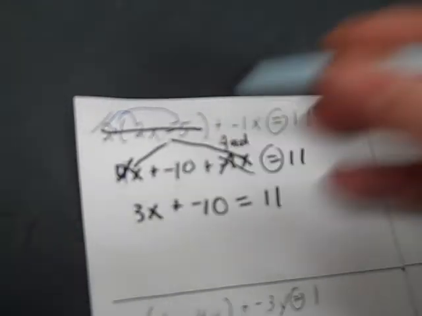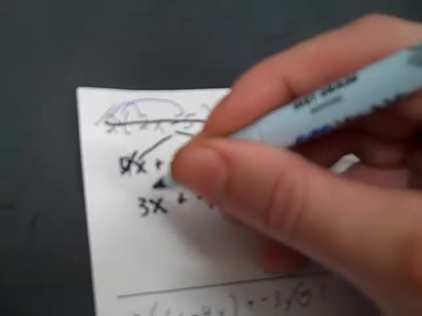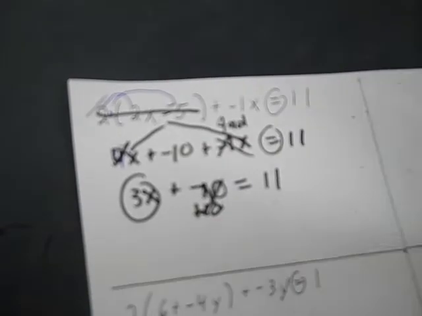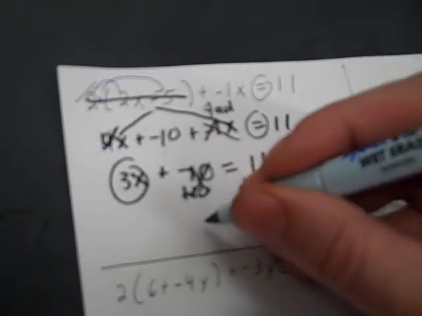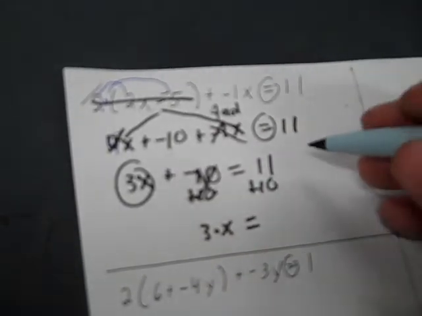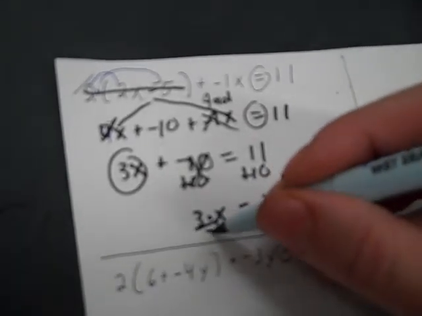And now that this is my only x, I can dot it and circle it and then do the rest of the problem. So I have a negative 10, so I need a plus 10. If it's negative, you plus it. Just like if it's minus, you plus it. So I got 3 dot x equals, and then 11 plus 10 is 21. Now I divide by 3. And 21 divided by 3 equals 7. So that's my answer for x.